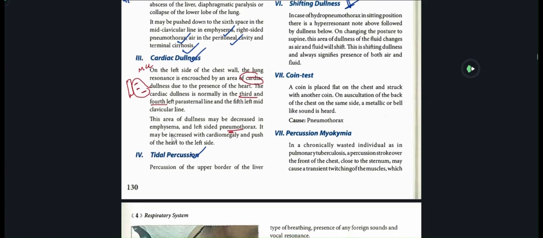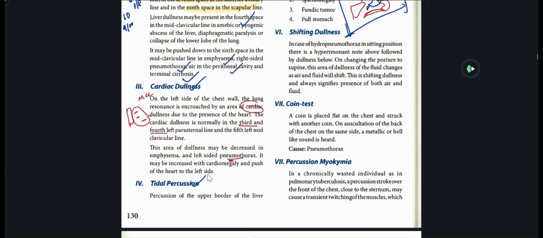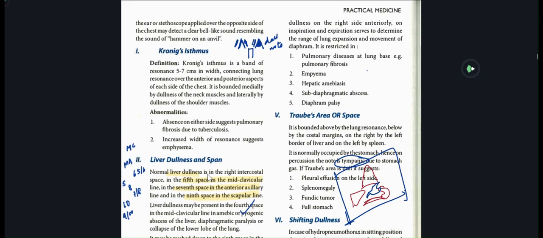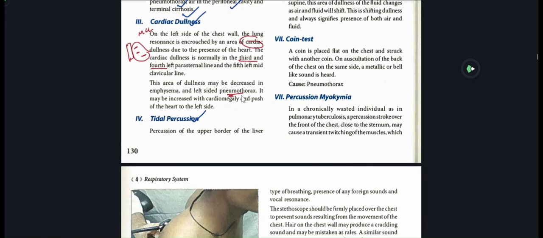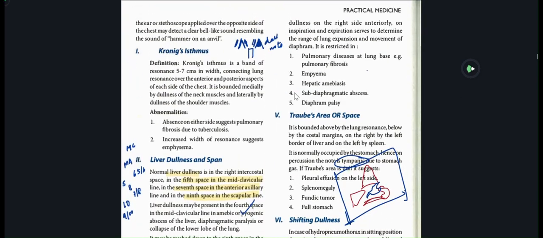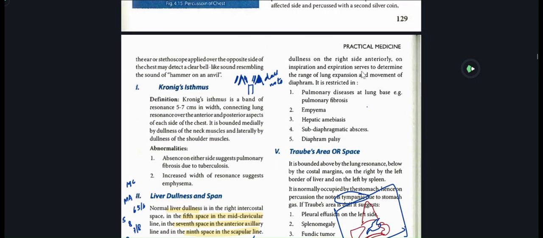And again, on the left side, we have something called tidal percussion. Okay, this is right side only. So when we are measuring the liver dullness and span, we also look for something called tidal percussion. Percussion of the upper border of the liver dullness on inspiration and expiration keeps on changing, right? Because of the lung expansion. So that is what we have to demonstrate.